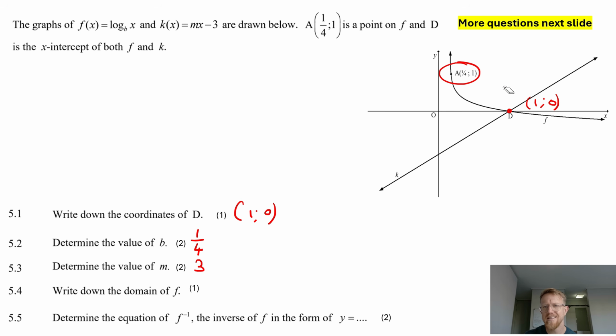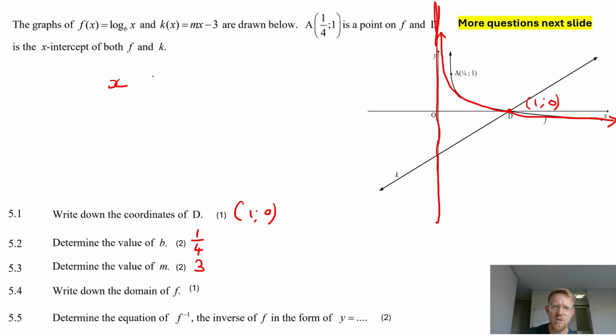So domain is all of the x values. For a normal log graph like this that hasn't been moved left or right, we know that it has an asymptote on the y-axis like this. It can go all the way to infinity on the right, but as soon as it tries to go to the left, it gets stuck with this asymptote. So it can never go past that asymptote.